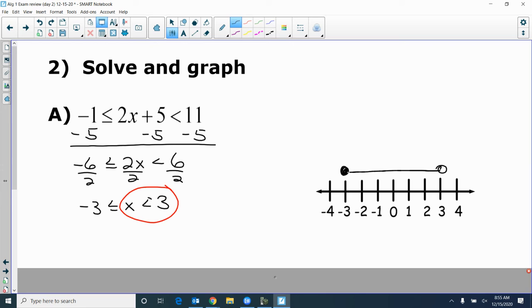So this is the case where it'll be trapped in between there. So if you plug in like 0, if I plug in 0, I get 5 in the middle.